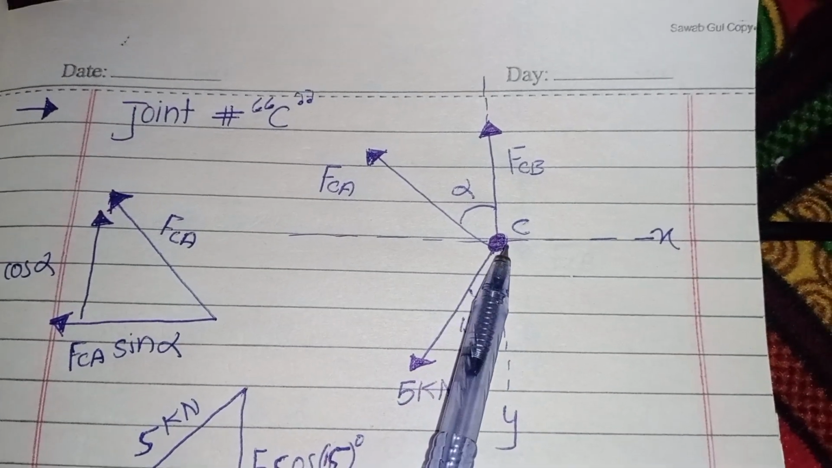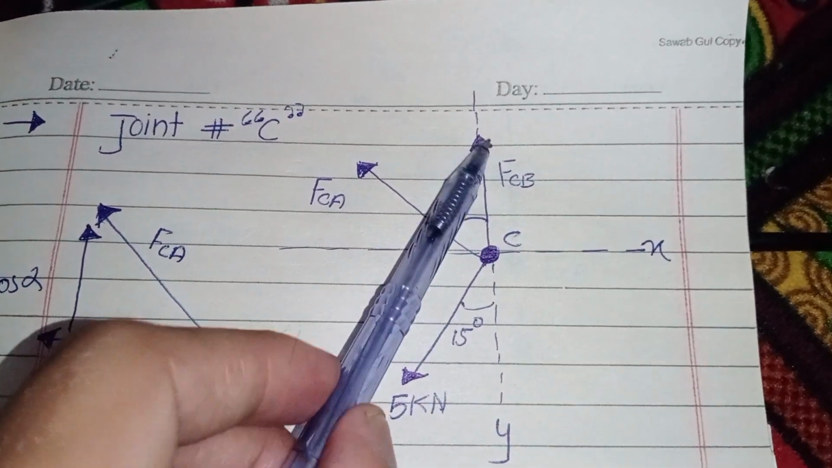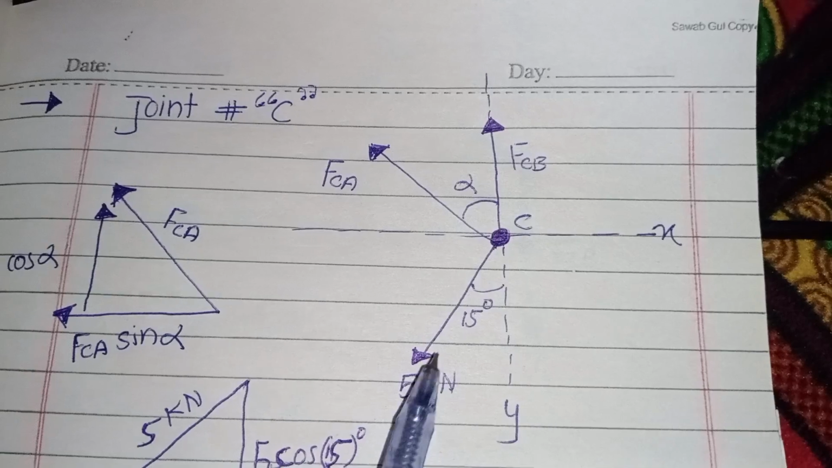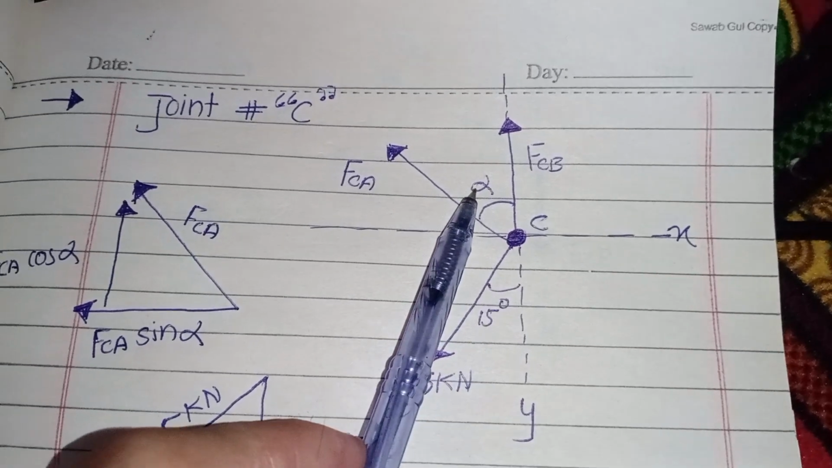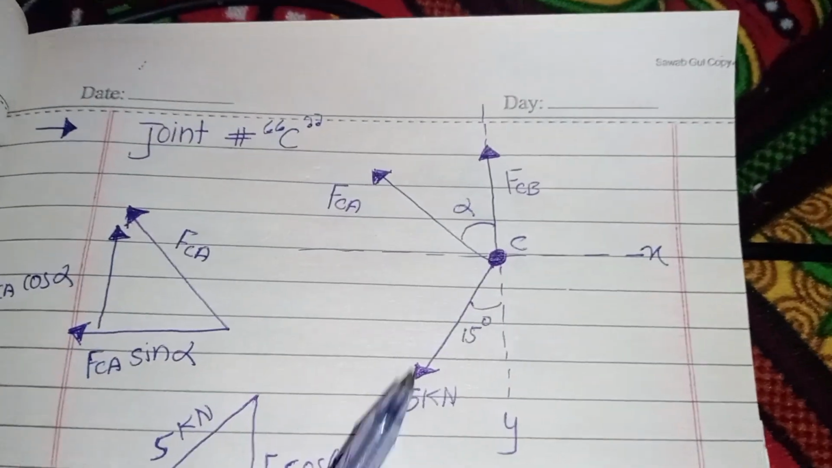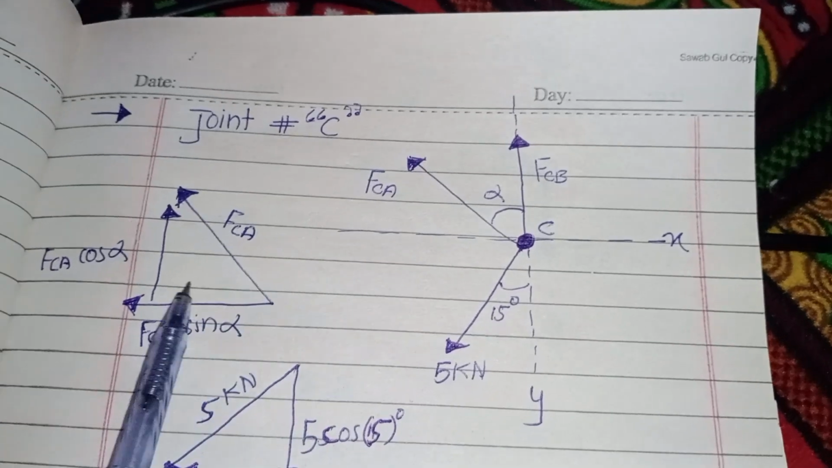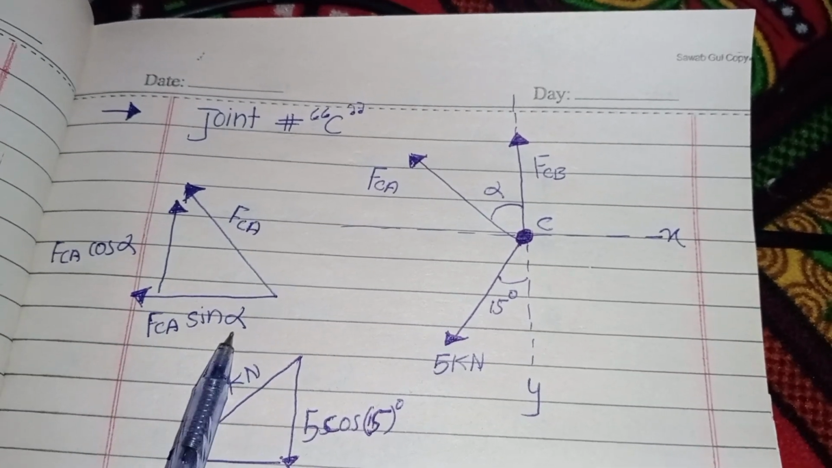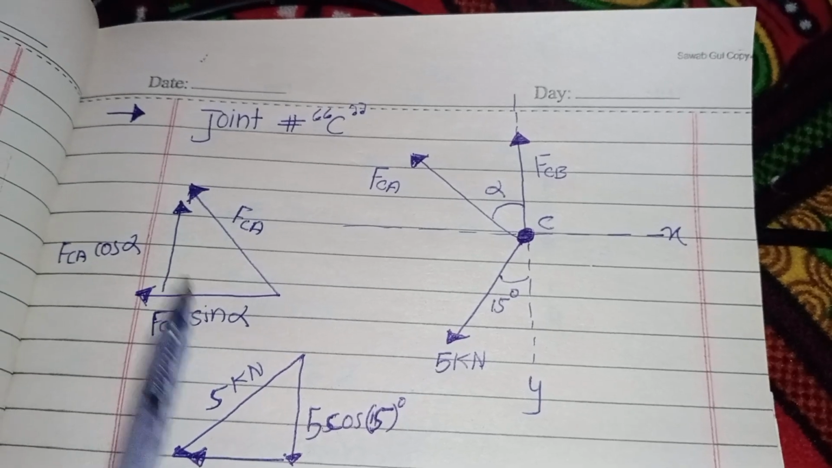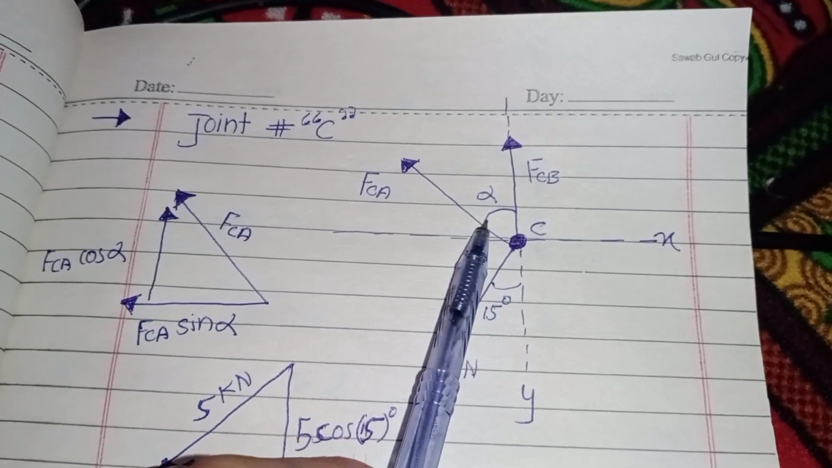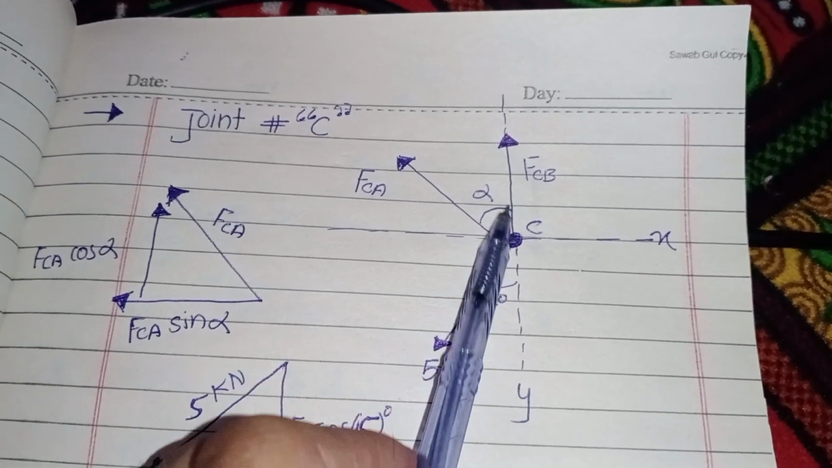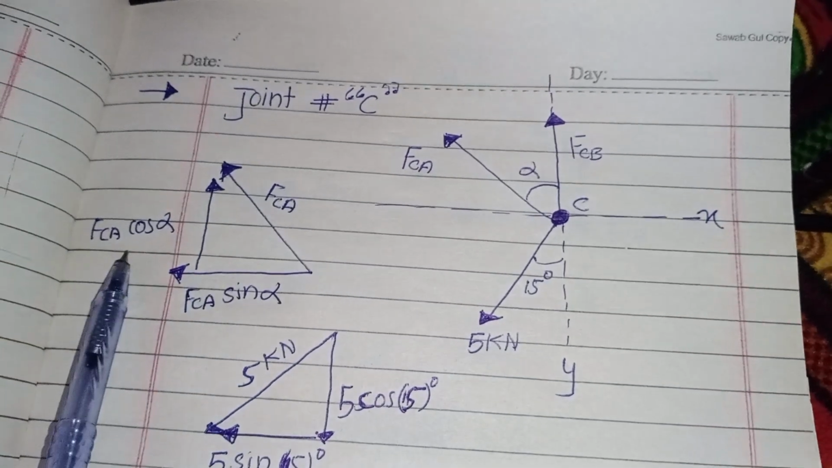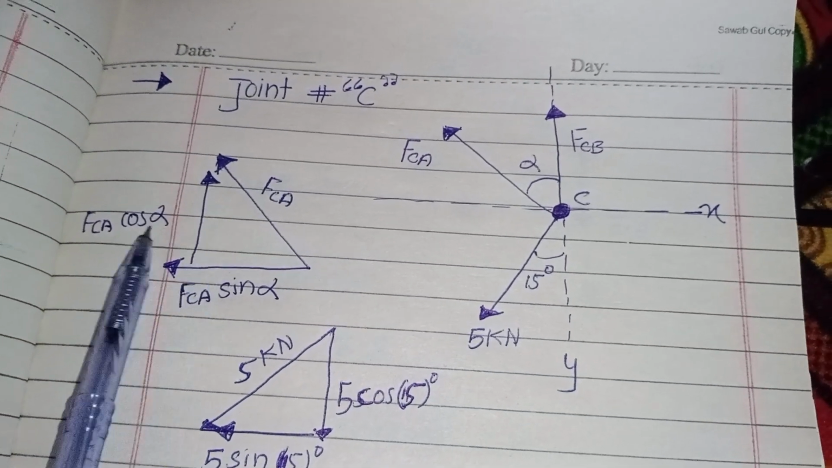This is joint C. There is one force which is FCB, FCA, and 5 kilonewton. This is the force of 5 kilonewton. So first of all, I resolve this into its components: FCA sine alpha, I write sine alpha with a horizontal component because it makes an angle with the y axis. Thereby I write sine theta with the horizontal component and cos theta with the vertical component.